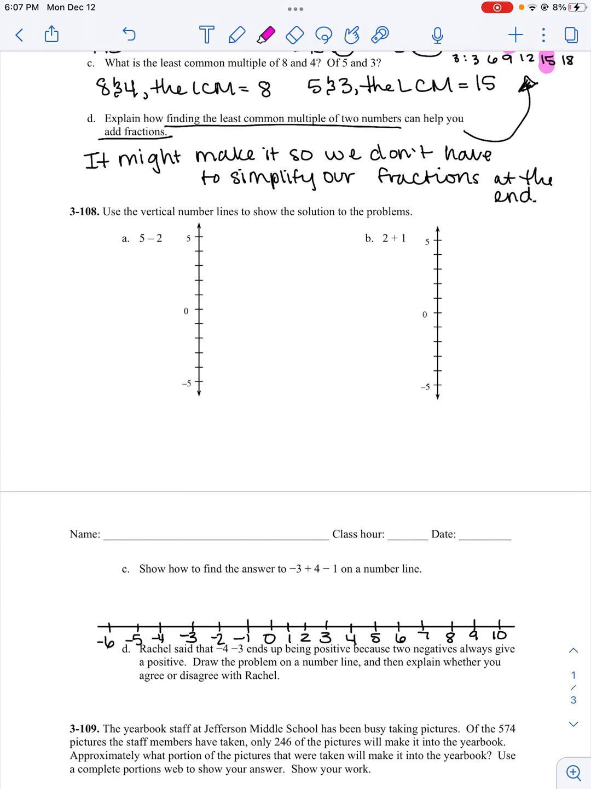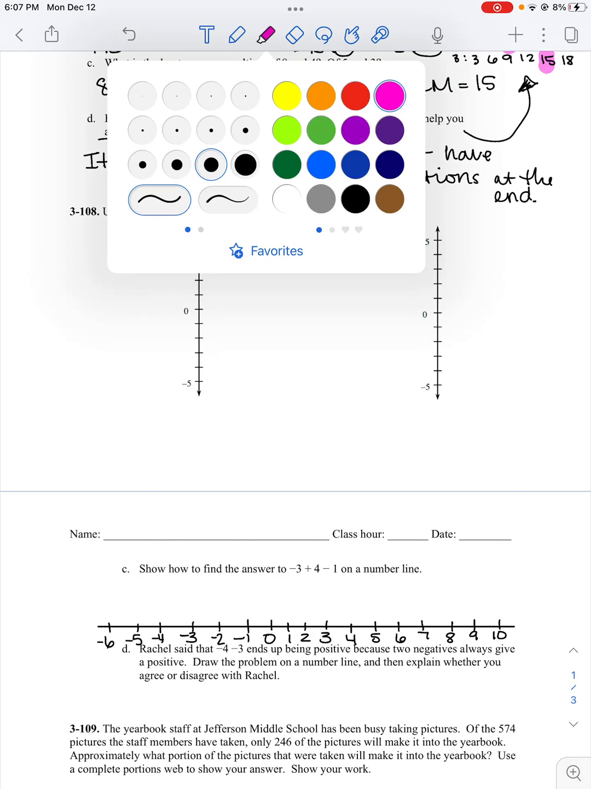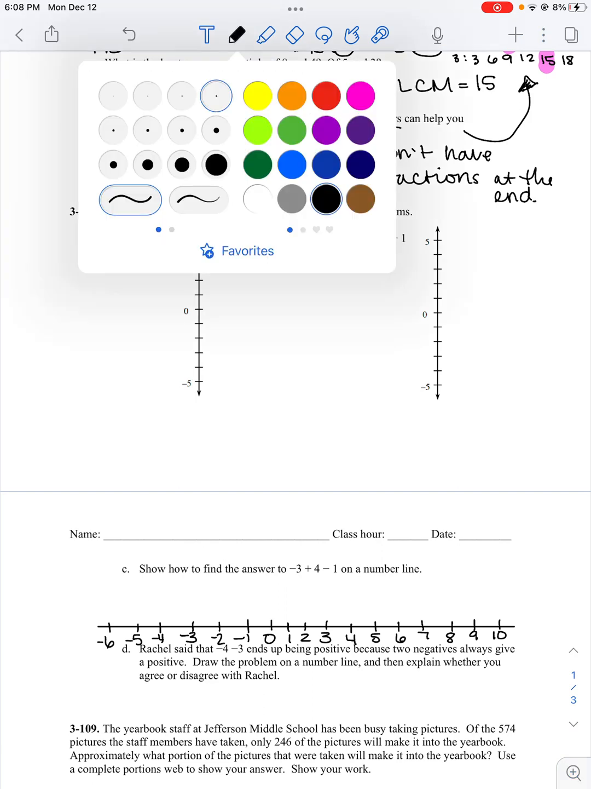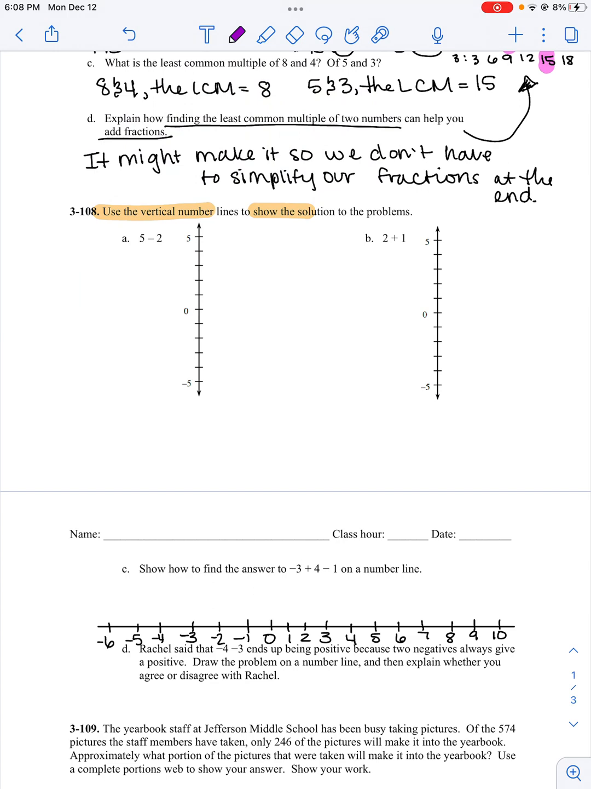Okay, moving forward. Part A, 5 minus 2. We need to use the vertical number lines to show the solutions to the problem. So for part A, I'm going to find 5, subtract 2. I'm landing at 3, so 5 minus 2 is 3.